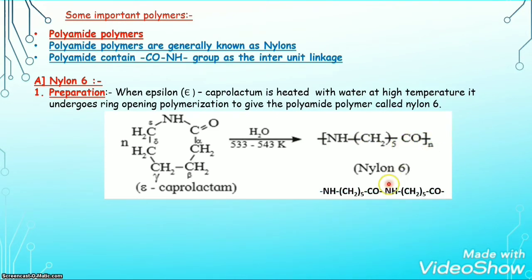If this polymeric unit we write in a repeating form, then you can easily observe that an amide linkage is there in between two monomeric units.